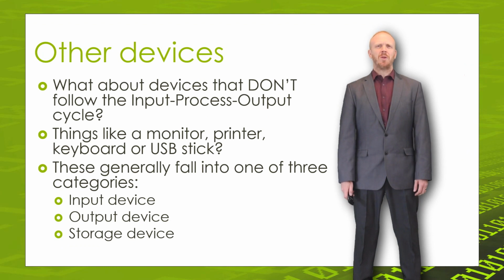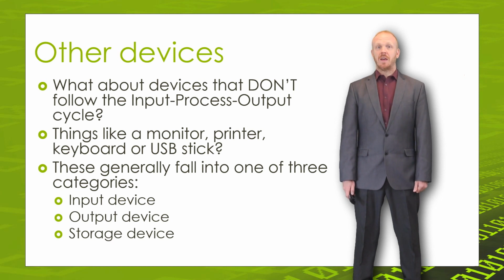Okay. So what about devices that don't follow the input, process, output cycle? Things like a monitor, a printer, a keyboard or a USB stick. These generally fall into one of three categories. They're either an input device, an output device, or a storage device.